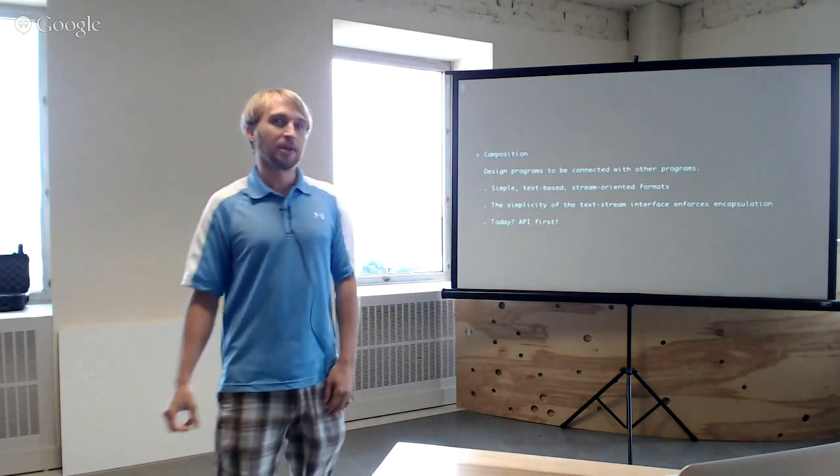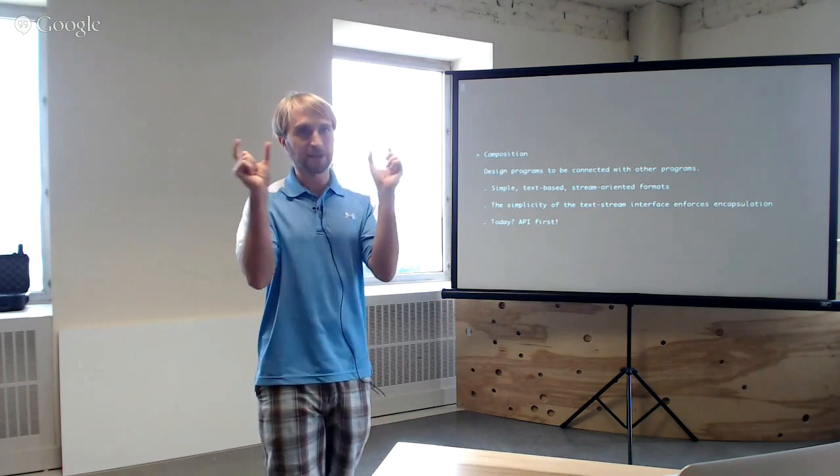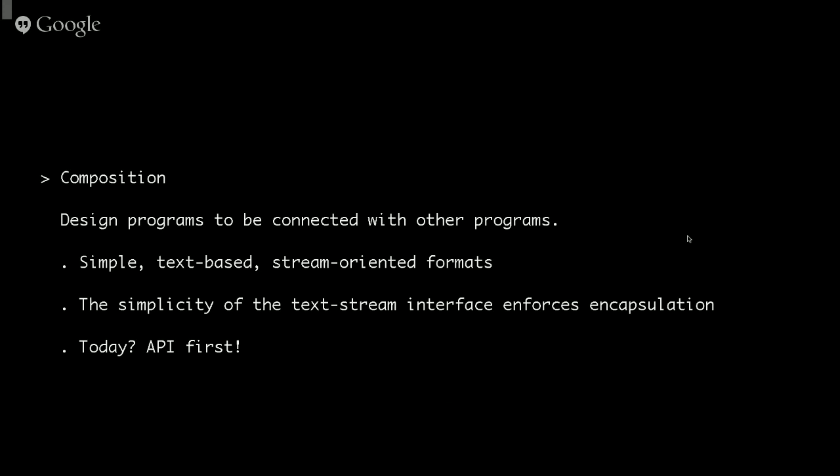So this is similar to modularity. We have composition. So you have these little modular parts. They need to be designed to connect to each other. Because if they're not designed with communication in mind, then you have to build everything as one big monolithic system, right? So in Unix, the standard way to do this is with simple text-based streaming interfaces.